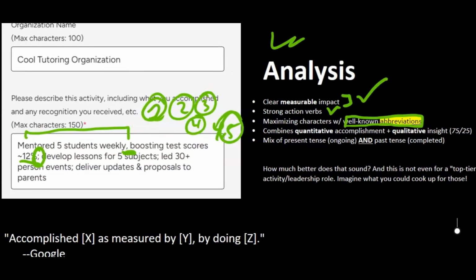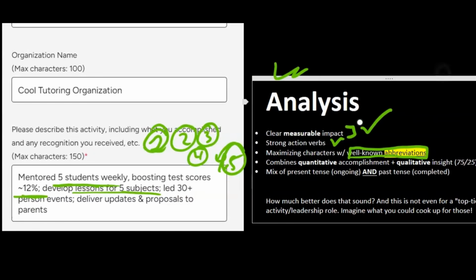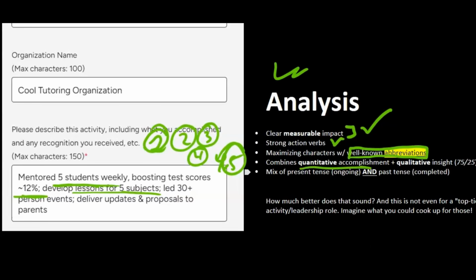All right, so the next thing is that we combine a quantitative accomplishment with a qualitative insight. And I like to think about it like a 75-25 rule. So what I mean by this is that a lot of your description is going to be quantitative. And so we can look in our description and see a bunch of numbers. Mentored 5 students weekly, boosted test scores by around 12%, developed lessons for 5 subjects, and you get the point, right? And so we have a bunch of accomplishments and stats based on numbers, quantitative, which should, I would say, represent around 75% of your description.